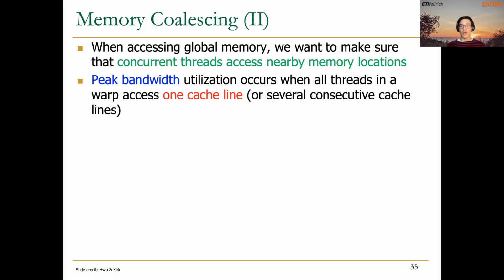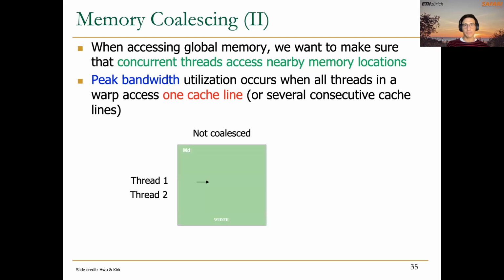That depends on the size of the elements, the words that each thread in the warp wants to access, and also the size of the cache lines. But that's essentially the idea. We will maximize the bandwidth to the global memory if the threads that belong to the same warp access data that resides nearby.